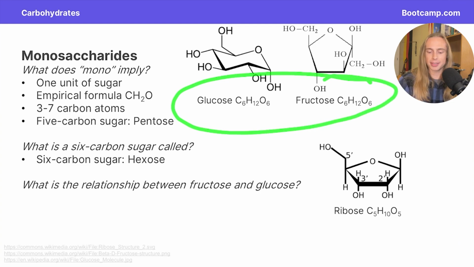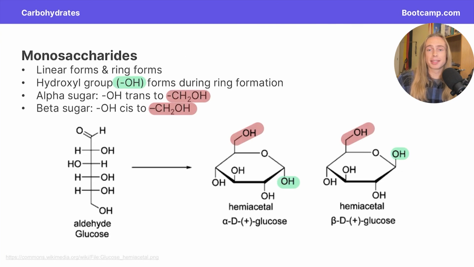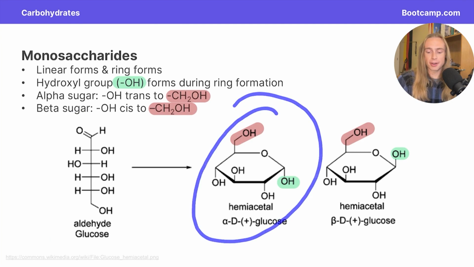If we look at our two hexoses up here, what is going to be the relationship between glucose and fructose? Notice they have the same chemical formulas, but different structures. And perfect, so hopefully you were able to recall that structural isomers have the same molecular formula, but the arrangement of the atoms is different. Monosaccharides can either be in a linear form, as we see here on the left, or a ring form, as we see here on the right.